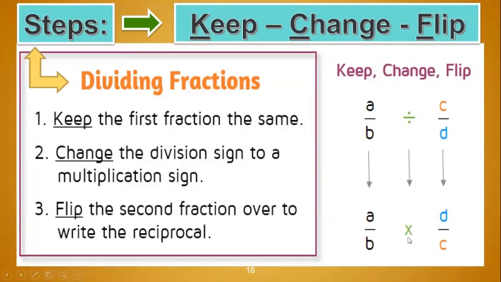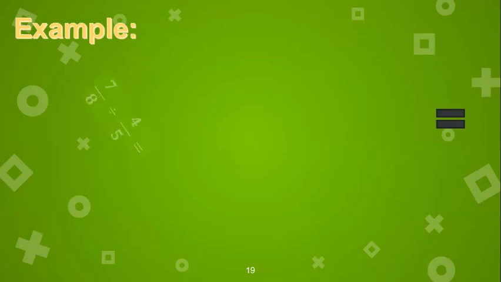Okay, did you follow? Now, for flip, you have to flip the second fraction over to write the reciprocal. So reciprocal, you're going to swap the numerator and the denominator. So your numerator c will become your denominator. And the denominator d will be your numerator. Did you get it? Yes, it's very exciting to do more activities. And let's have more examples.